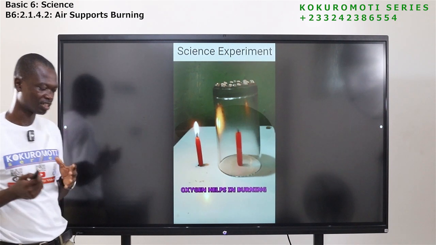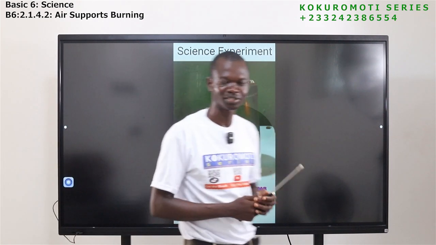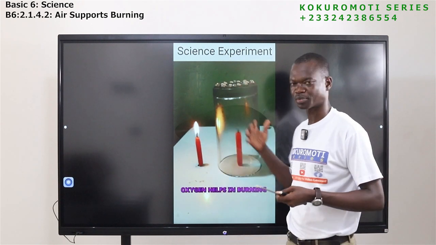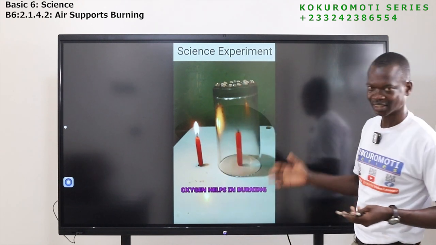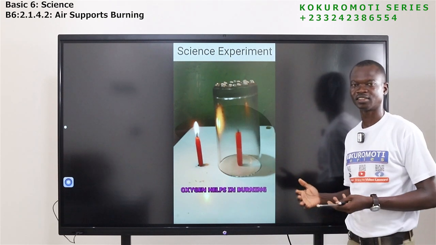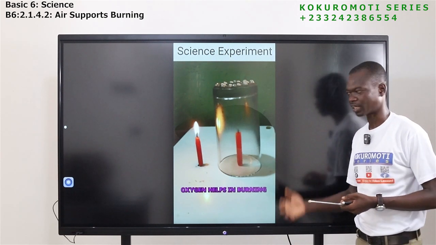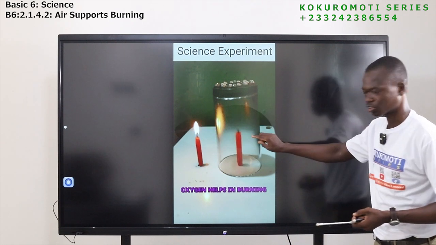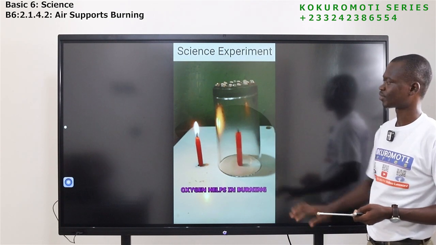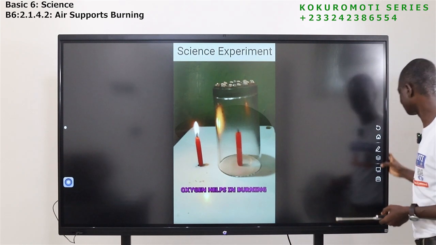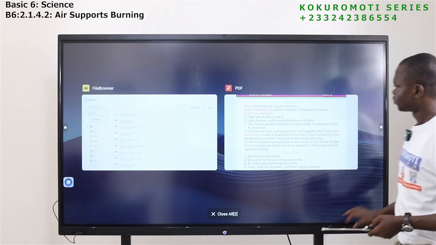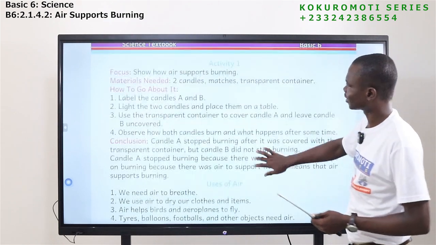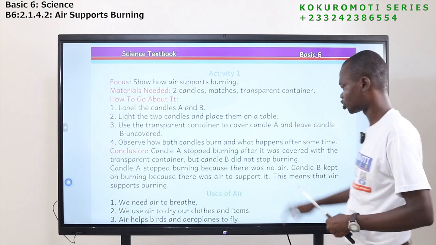So if you are told to explain why or how air supports burning, this is one practical way to explain it. How air supports burning: this one is burning because it has air. This one has stopped because it doesn't have air. Okay, so let's go back. So we have seen the activity. That is what we went to watch.